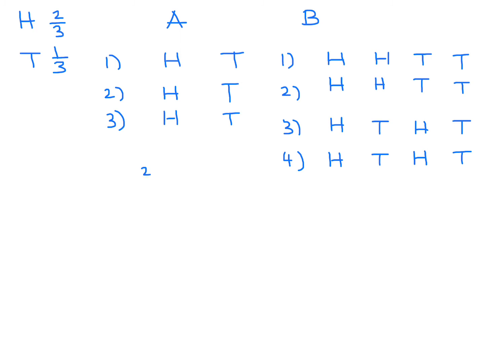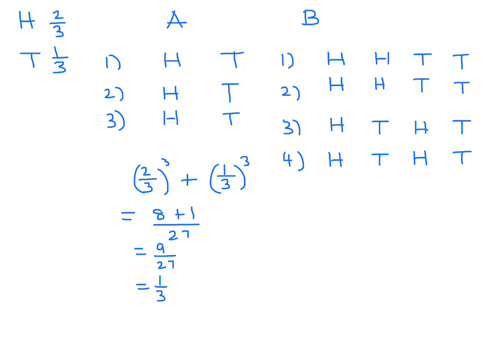Okay, 3 H's in a row. Each H has a probability of 2/3, so 2/3 to the power of 3. And then we have to add the probability of winning in that sort of format. That would be 1/3 to the power of 3. So this is 8 plus 1 over 27. So that's 9 over 27, which is 1/3. So the probability of winning game A is 1/3.